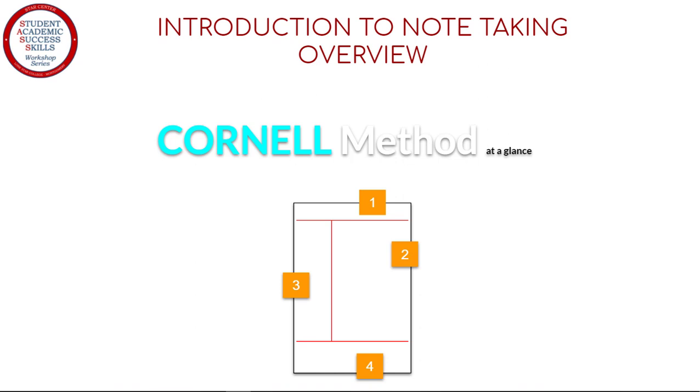The Cornell method typically uses a system that divides your piece of paper into 3 or 4 different sections. Section 1 is considered the title section and is where you're going to want to write down the overall topic being covered in the lecture or the section of book you are reading, the date, and the name of the class. While this is not an official section of the classic Cornell method, it is highly recommended in order for you to stay organized.